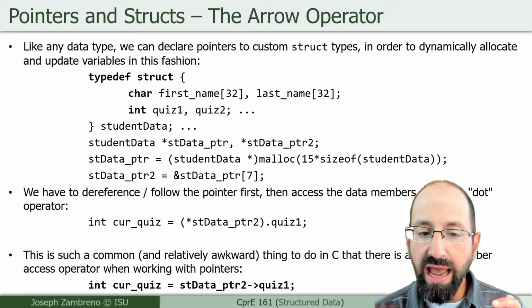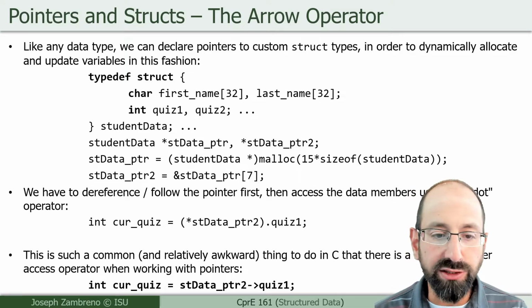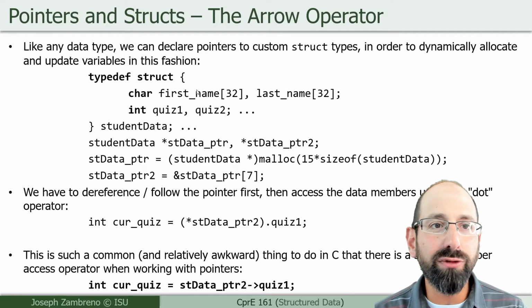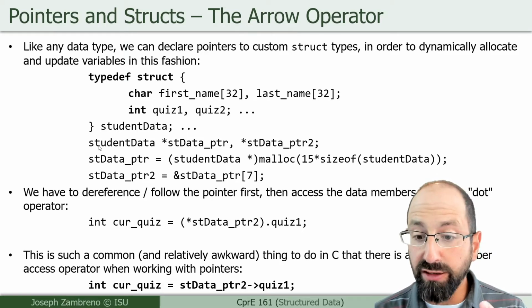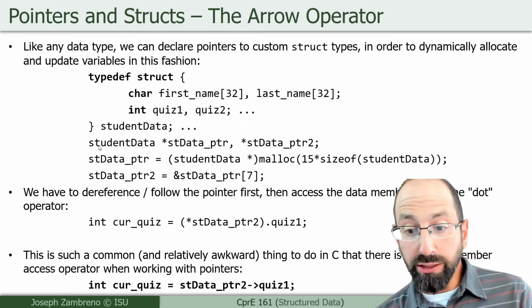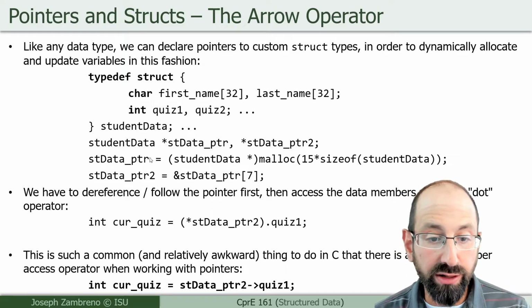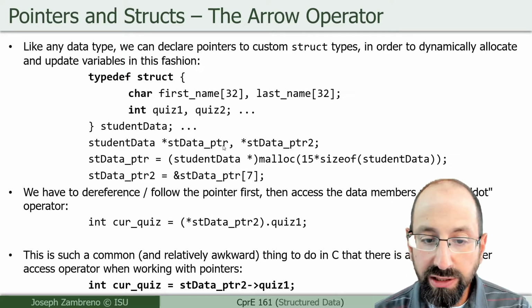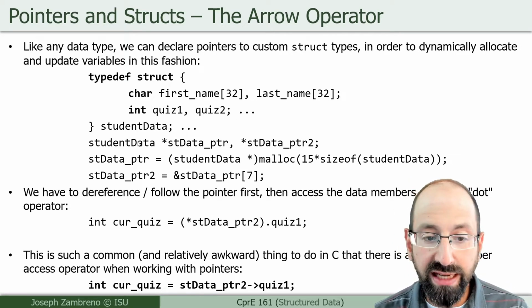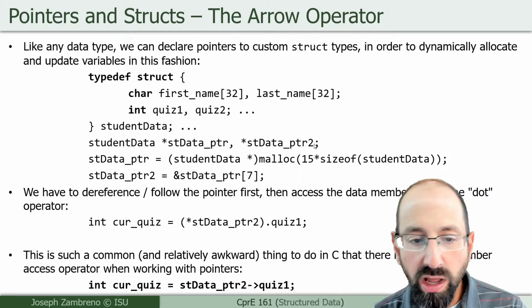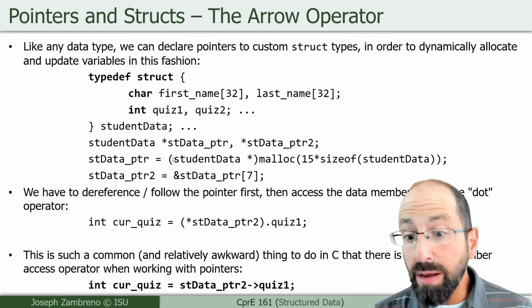So we have, for example, our declared struct for student data that we've been using over and over again. And while we've declared arrays of structs, we can also declare a pointer to a struct. So, for example, there is student data pointer as a pointer of that type, and a separate one as well. We can then do dynamic memory allocation.